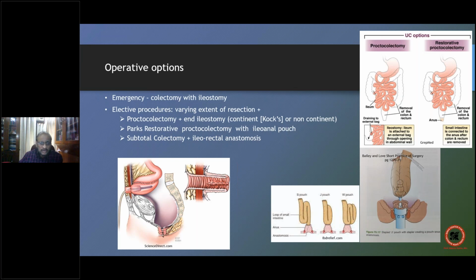So if I am doing a total proctocolectomy, what is the end part of the intestine for me now? Is it the anal canal? No, it's hardly there. The rectum is removed. So it is the terminal ileum. What do I do with this terminal ileum? Either I bring it out as a simple ileostomy, but the problem with a simple ileostomy is that I have to have this bag lifelong and keep emptying the bag. So I can have a continent ileostomy, as opposed to a non-continent ileostomy.